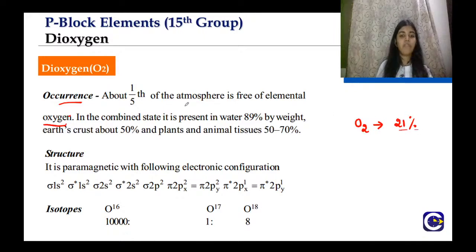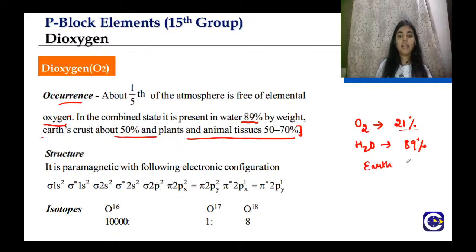In the combined state, that means in the form of water, it is present as 89% by weight. In Earth's crust, it is about 50%, and in plants and animal tissues, it is 50 to 70%, right? So in the atmosphere, pure O2 will be present as 21%, and in the form of water, it will be 89% by weight. In Earth's crust, it is about 50%, and in plants and animal tissues, about 50 to 70%.